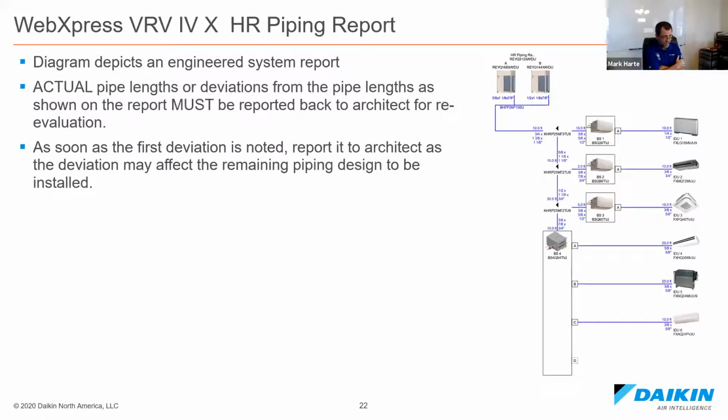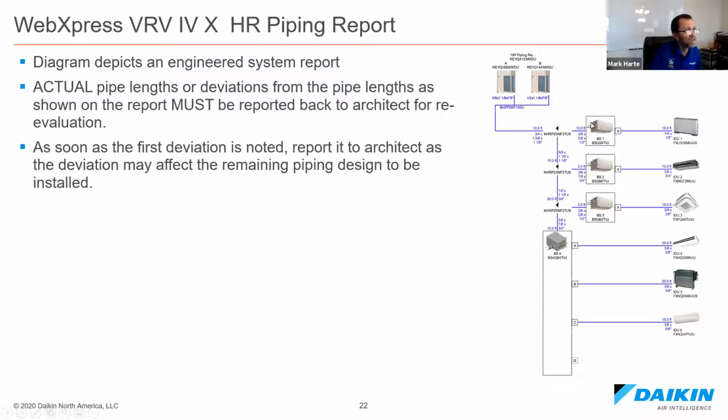Now this is the Web Express report. As you can see on it, it shows you the outdoor units and their model numbers. It shows you the branch pipe kit for the outdoor units, gives you the model number there. Shows you the size of the pipe coming off the outdoor units, then the pipe going inside. And then it's going to show you the Refnet kit part number that you'll need in each location.